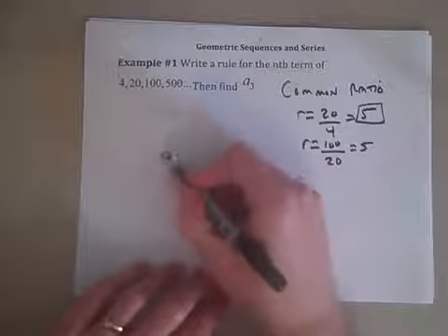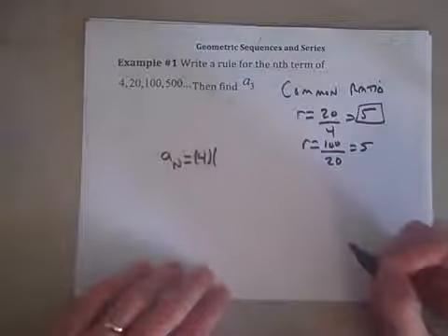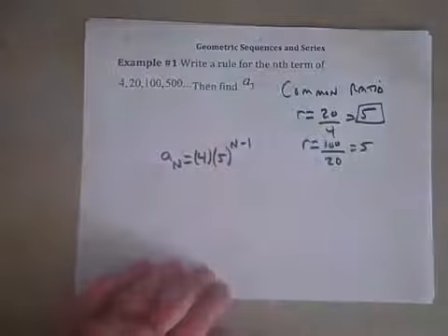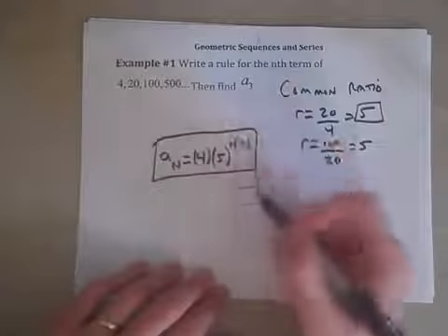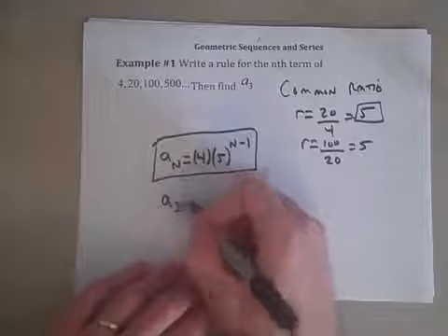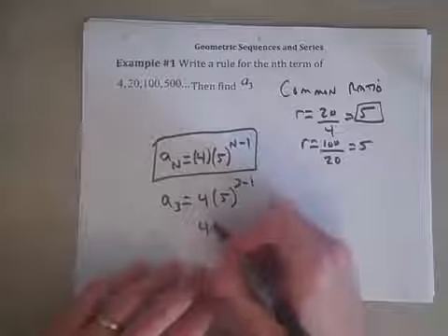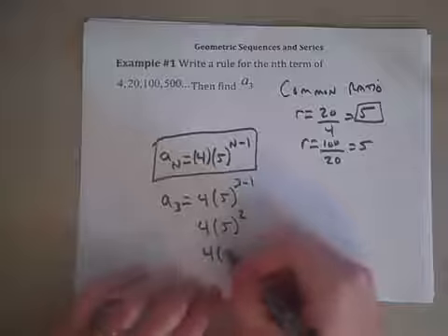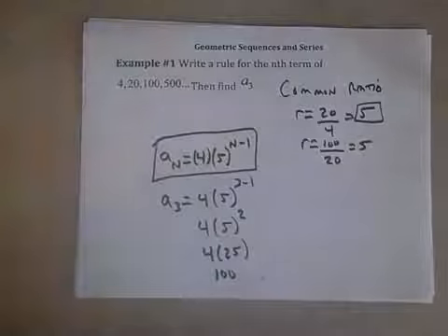So you take the first term, which is 4, and each successive term is multiplied by 5 to the n minus 1. There's my rule. Now let's make sure that a sub 3 gives us 100. Three minus 1, last time I checked, was 2. And there's 100. Done. Cool.